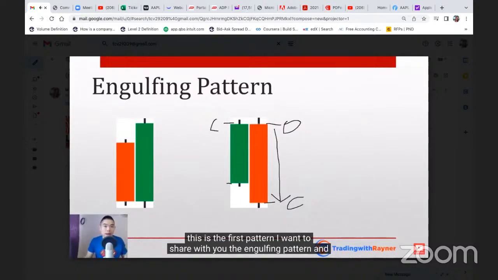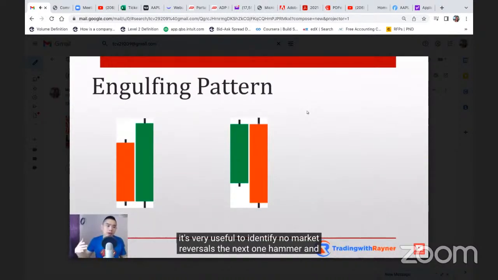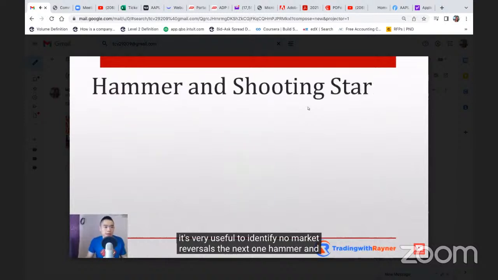Okay, so this is the first pattern that I want to share with you, the engulfing pattern, and it's very useful to identify market reversals. The next one, hammer and shooting star.